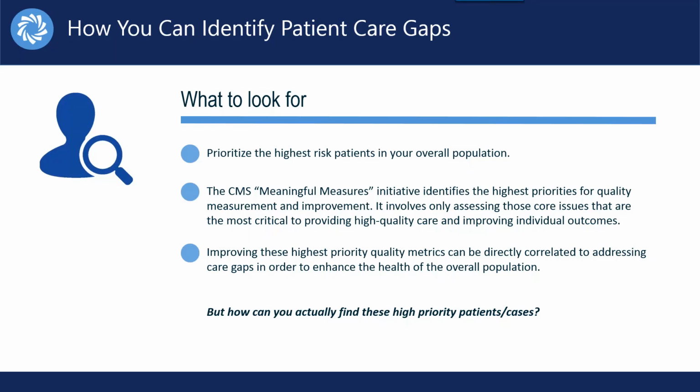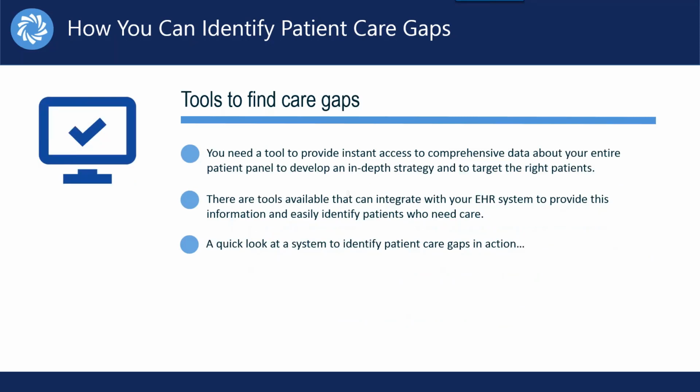So we've gone through all these slides. We've talked a lot about how we're able to identify this and what to look for, but how can you actually find these high priority patients and cases? You're going to need a tool to provide instant access to comprehensive data about your entire patient panel to develop an in-depth strategy and to target the right patients. There are tools available that can integrate with your EHR system to provide this information and easily identify patients who need care. So let's take a quick look at identifying patient care gaps in action.